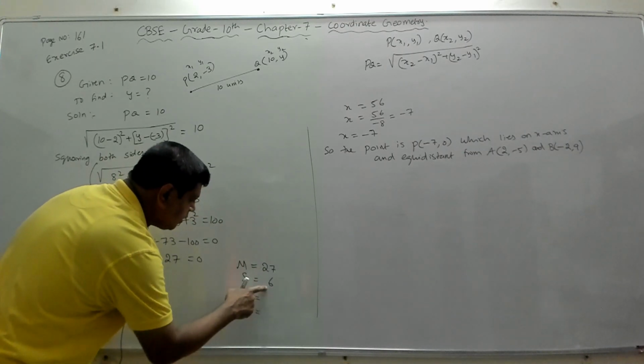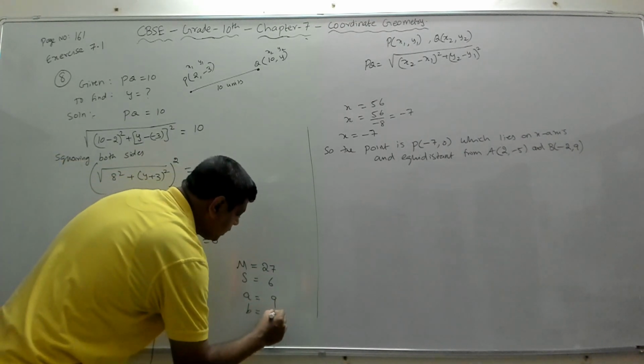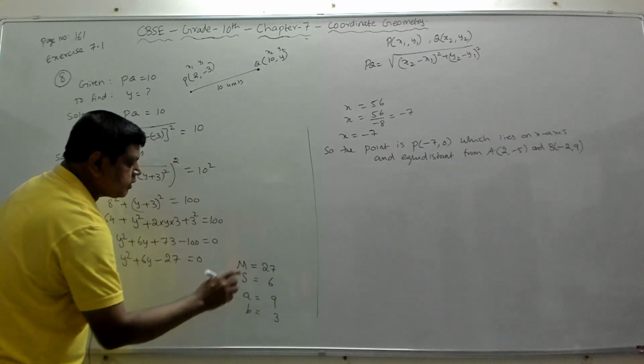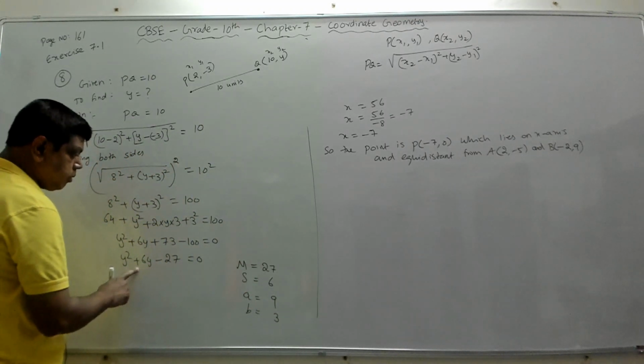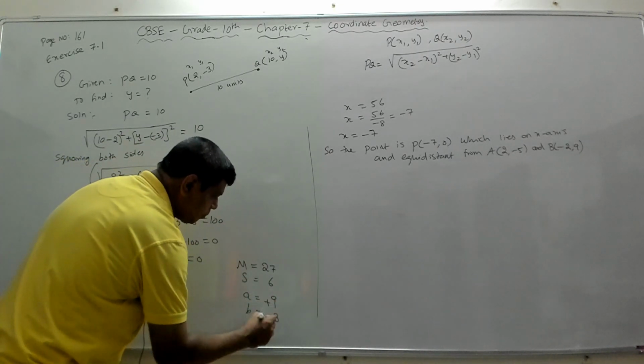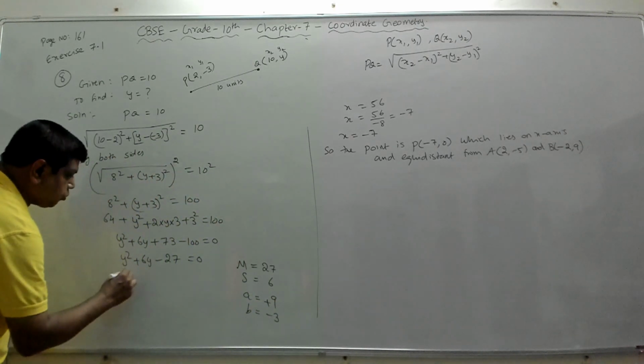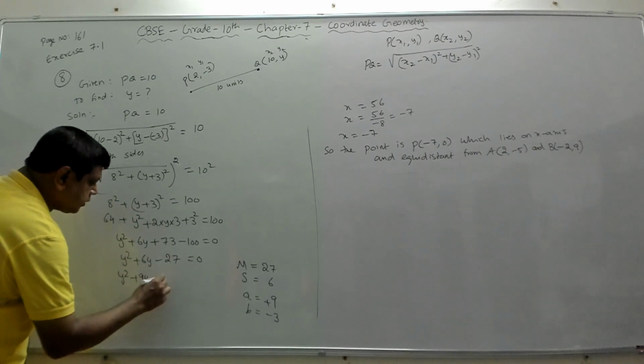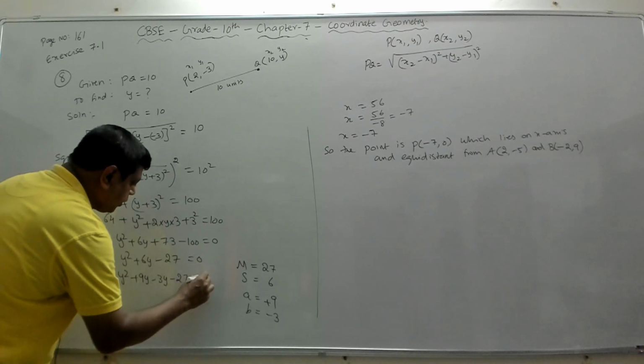So you will get, multiplication should be 27 and subtraction should be 6, meaning 9 and 3, because 9 threes are 27 and 9 minus 3 is 6. Now it's a subtraction case. One will be positive, one will be negative. So the greater number will take plus, and this will be minus. So this becomes y square plus 9y minus 3y minus 27 equal to 0.